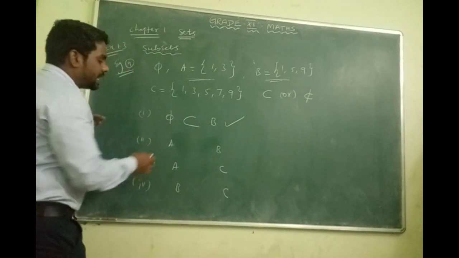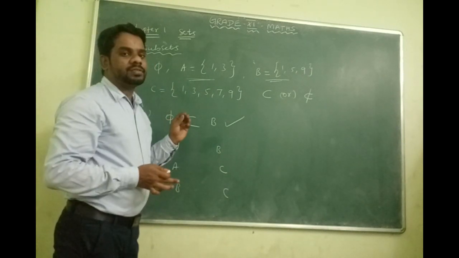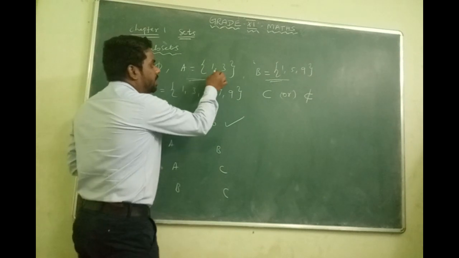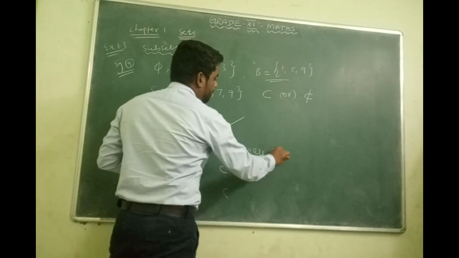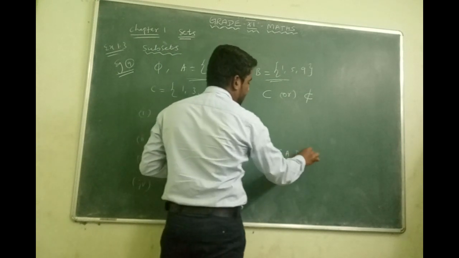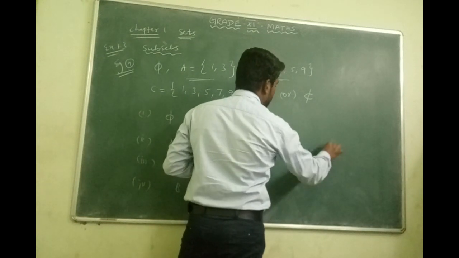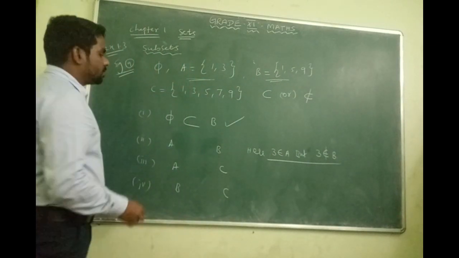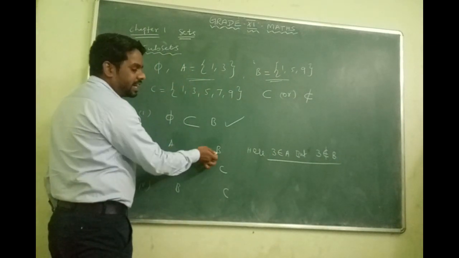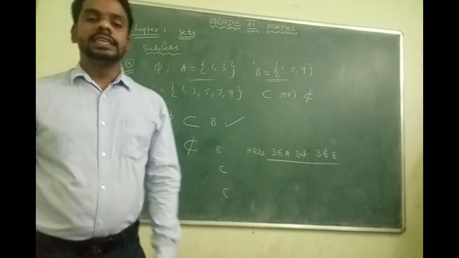Listen students, here is A a subset of B? 5 and 9 not belonging to A is not a matter. But 3 belongs to A, but 3 does not belong to B. So A is not contained in B. So A is not a subset of B.